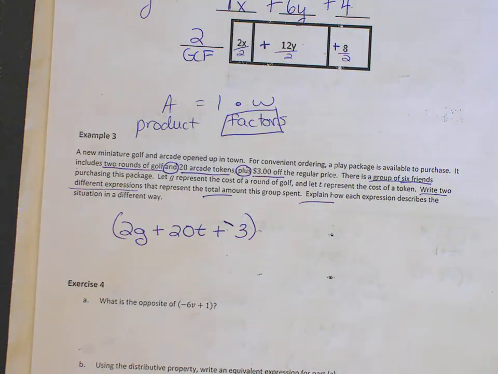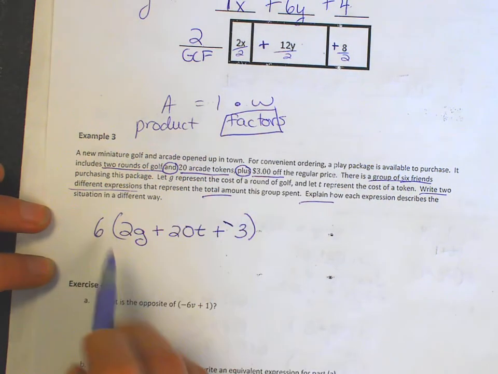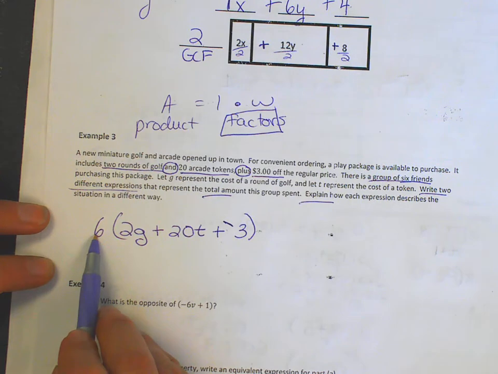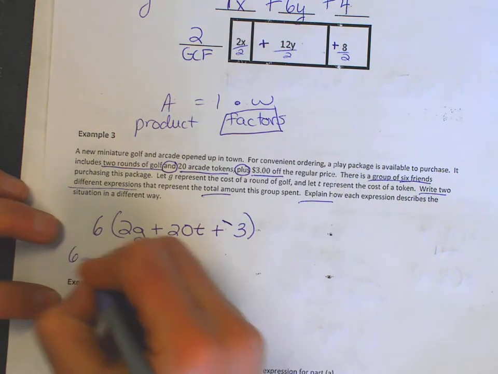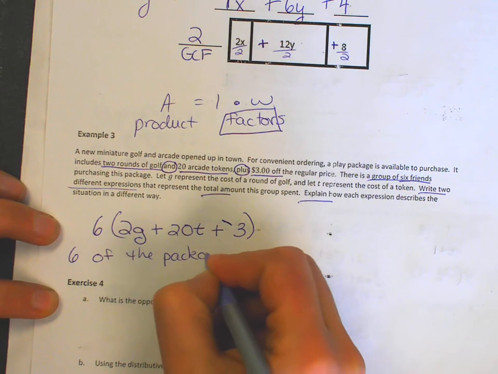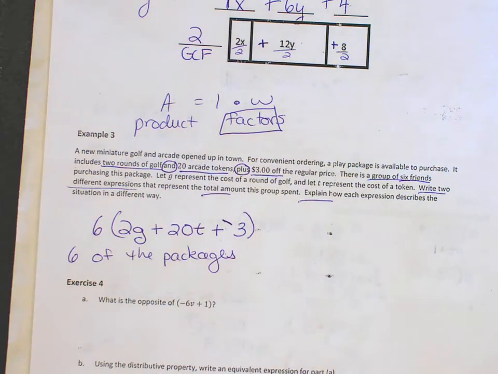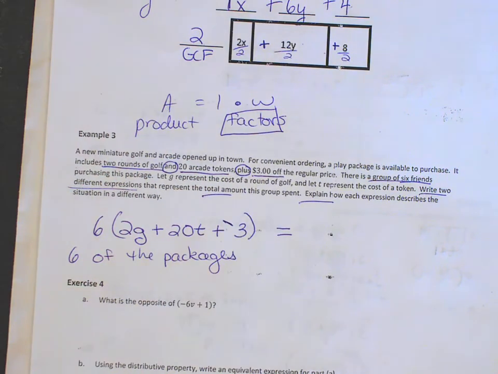There are a group of means times, 6. I don't have to write the times sign when I have a number right next to the parentheses. 6 of these packages. There's 6 of the packages. There's my words. I'm already starting to explain right now. And what is that equivalent to? Now, old school, I didn't used to draw the boxes. I used to just draw rainbows. The only problem with rainbows is sometimes people forget the negative sign. But let's check it out.